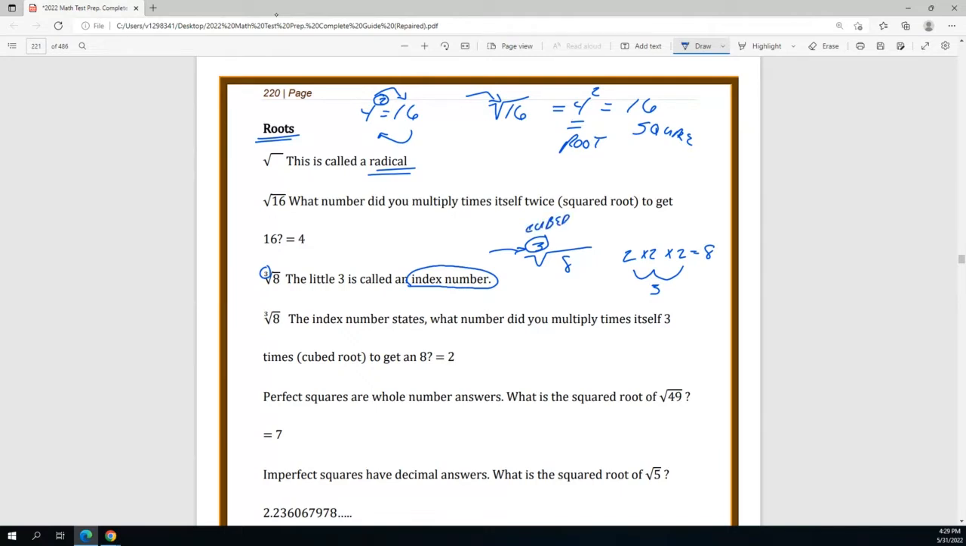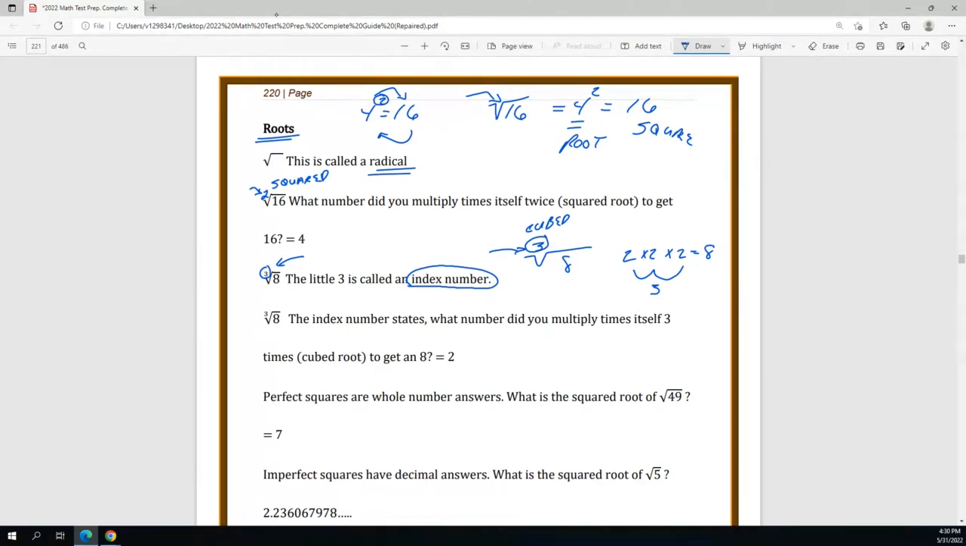Now, this is called a cube, or a cubed root. This, if you'll notice, does not have a number, but it does. It's an imaginary 2. And this one is called squared. That's why they call this symbol the squared root of 16. And when they call it down here, they call it the cubed root of 8. So again, that number is called an index number.